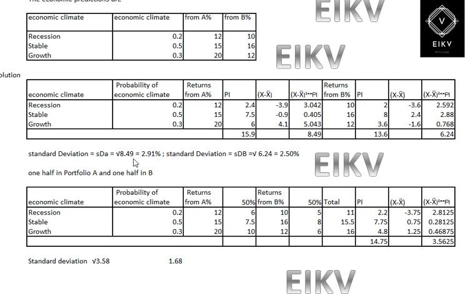Therefore the risk will be the root of the variance computed above. For security A it would be root of 8.49, which is 2.91, and for security B it would be root of 6.25 that we have computed here, which will be 2.5.